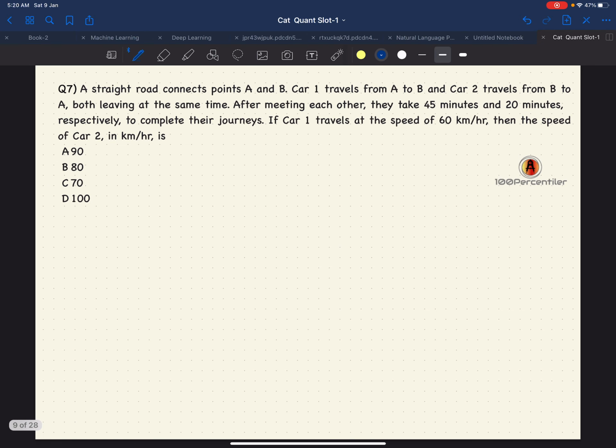Okay, jumping to the next question. We are given here that a straight road connects points A and B. So let's call these 2 points A, B. Car C1 travels from A to B and C2 travels from B to A. After meeting each other, so let's say they meet at a point X, and let's say the total distance is D. After meeting each other, they take 45 minutes and 20 minutes respectively to complete the journey. So to complete the journey, C1 will be left with D minus X and C2 will be left with X.